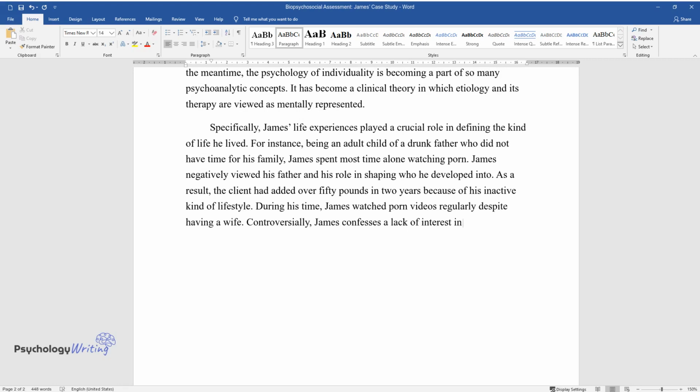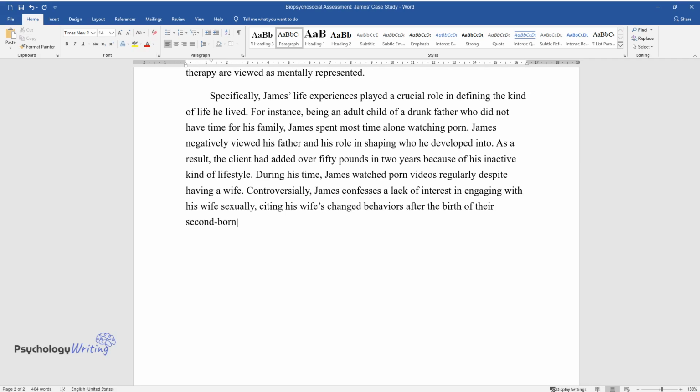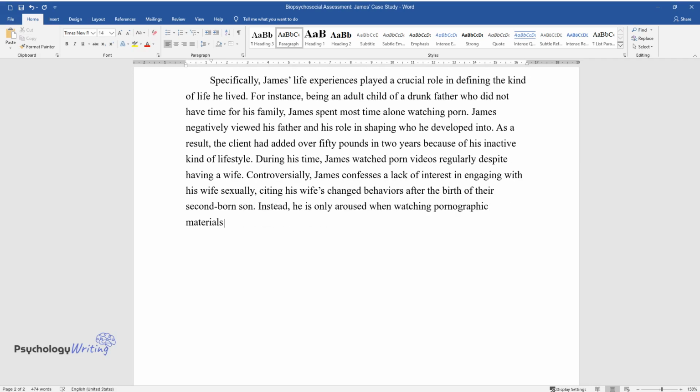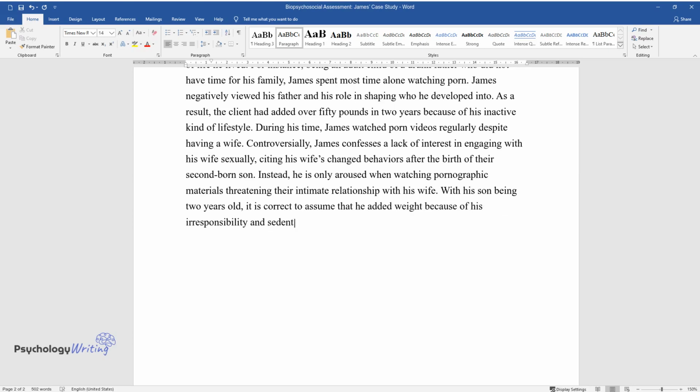Controversially, James confesses a lack of interest in engaging with his wife sexually, citing his wife's changed behaviors after the birth of their second-born son. Instead, he is only aroused when watching pornographic materials, threatening the intimate relationship with his wife. With his son being 2 years old, it is correct to assume that he added weight because of his irresponsibility and sedentary lifestyle.